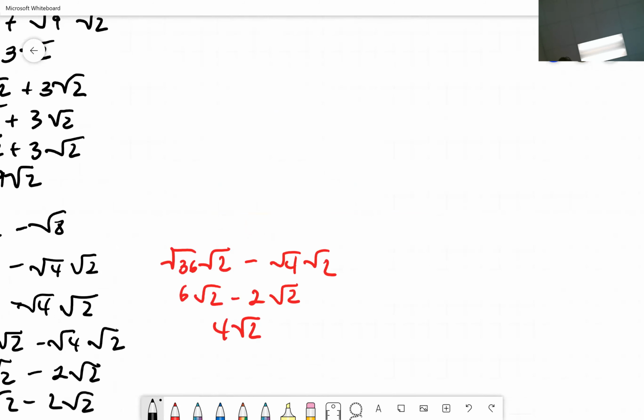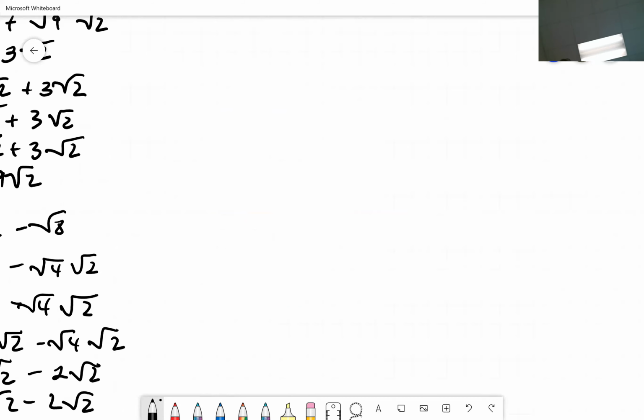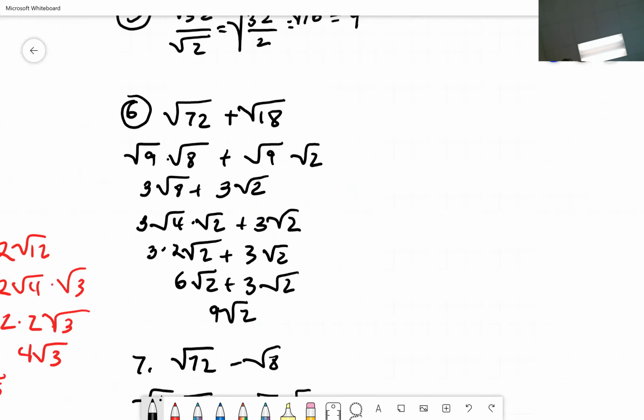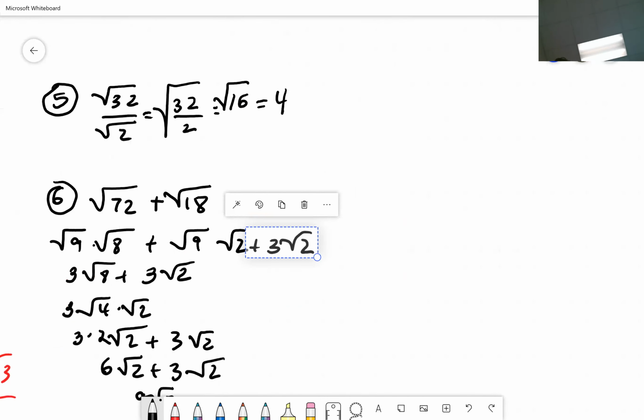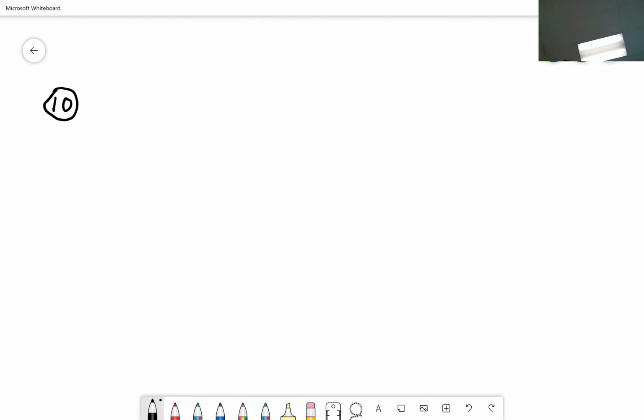All right, is this like super hard, guys? It's not. It's just, do you know your timetables? Do you know the rules? All right, let me go ahead and find number 10 up there on the board.